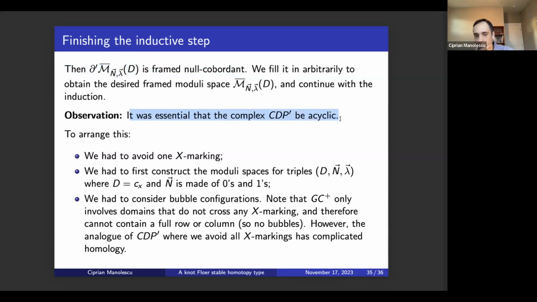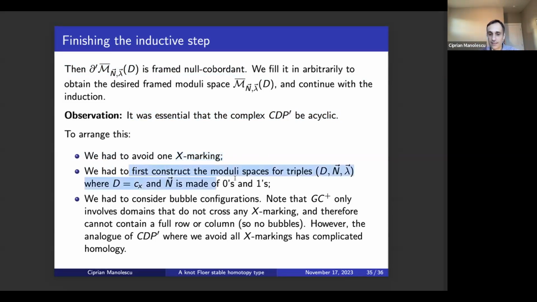Okay, now it was very delicate to arrange this. First of all, we had to avoid one X marking. In holomorphic geometry, this corresponds to avoiding the sphere, but really even the domain CDP prime wouldn't be acyclic if we go over the whole torus.